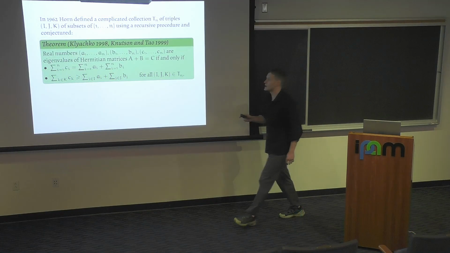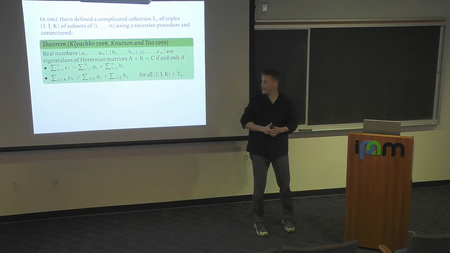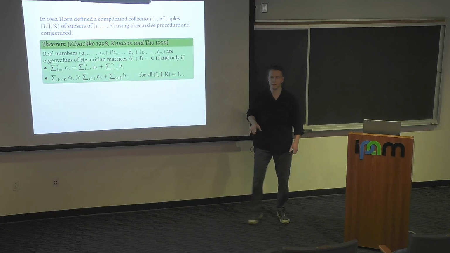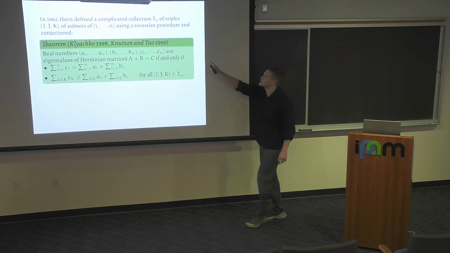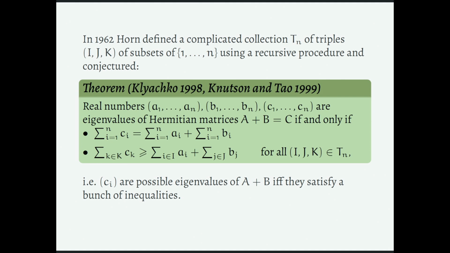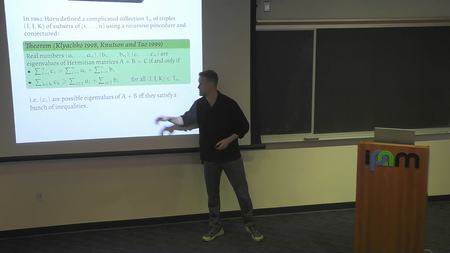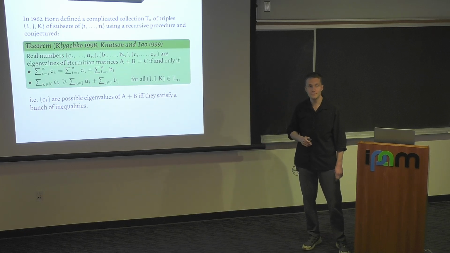Okay, so you could also note that if you subtract this inequality from this trace equality, you get a corresponding inequality with the inequality sign going the other way and the complements of these sets. So that gives you a way of making the problem maybe a bit more symmetric in your head. Anyway, these collections T_n of subsets are quite complicated. But the short story here is that the c_i are possible eigenvalues of the sum of two matrices if and only if they satisfy a bunch of inequalities involving the a_i and b_i.